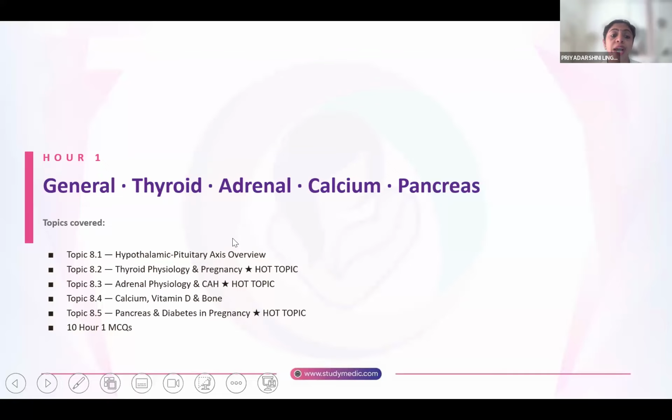So the first hour, we are going to have the discussion on general endocrinology, pituitary axis, and overview and the disorders, thyroid, which is given a lot of importance in pregnancy, adrenal gland and its disorders, calcium, vitamin D and the homeostasis, pancreas and diabetes, yet another important topic.